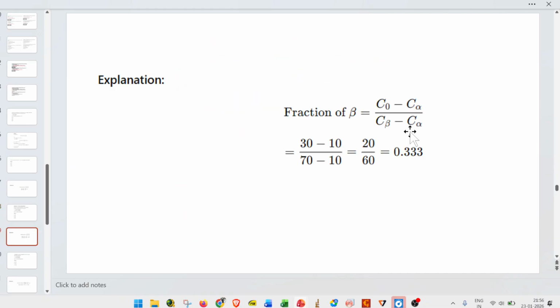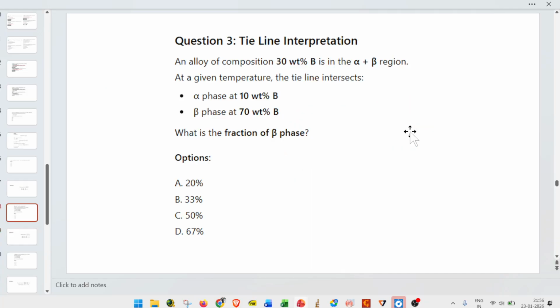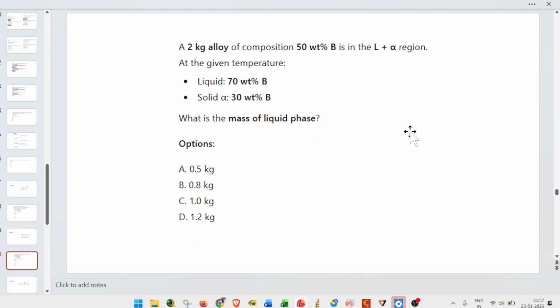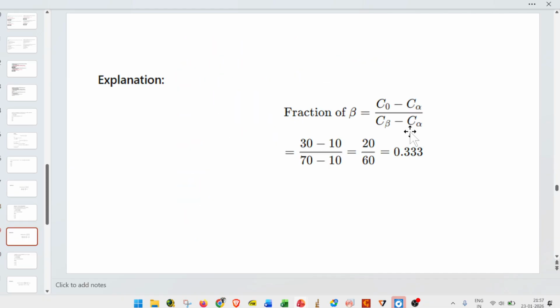So the answer: the fraction of the beta phase we can find out because we know the composition of the beta phase and the alpha phase, and here is the answer.